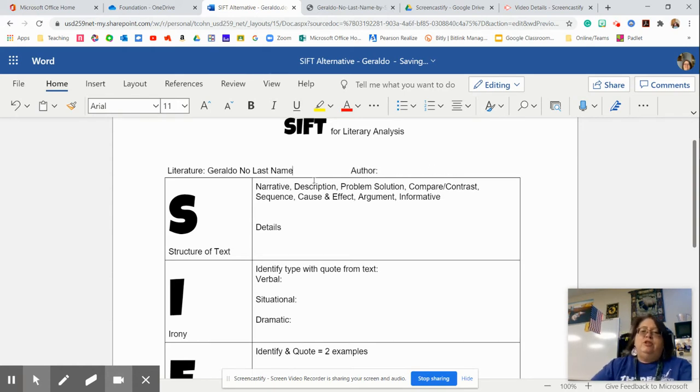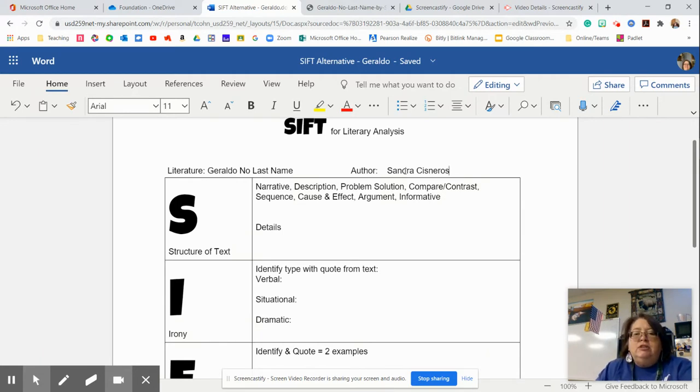Okay, and we have numerous types of text. It could be narrative, so it tells a story. It could be description, so it focuses on setting, what things look like, what things sound like. It could be a problem solution. It could be a comparison contrast text. It could be a text where everything is done in sequence, kind of like a timeline. Could be a cause and effect piece of literature. It could be an argument piece, or it could just be informative, nonfiction.